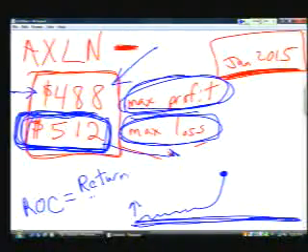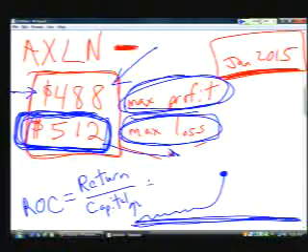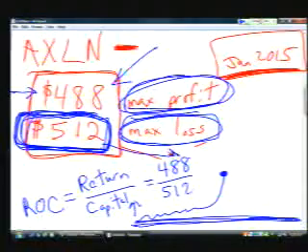That's what a return on capital means. A return on capital means you take your return, 488, divided by the capital that's being held, 512. And when we put on this trade, by the way, it was put on last fall. I believe it was about September, or maybe October. I'd have to go look it up, but that's not important right now.